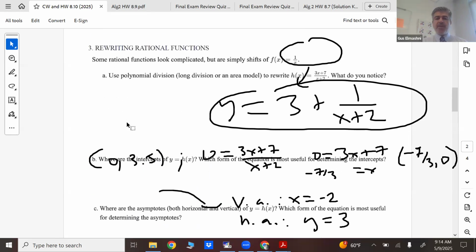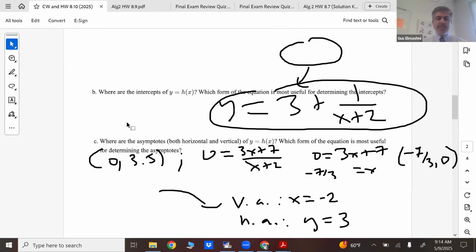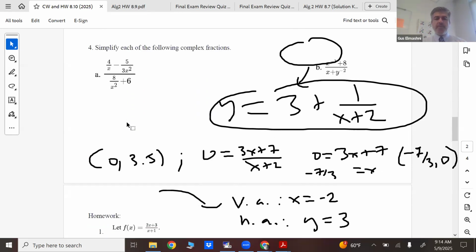So anyway, that's how this looks, guys. If you were to graph it, I know you guys can graph it. So let's just move on to the last problem. Okay, last problem, and we're all done for today.